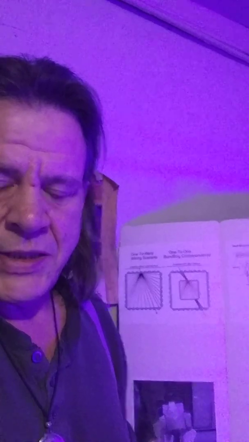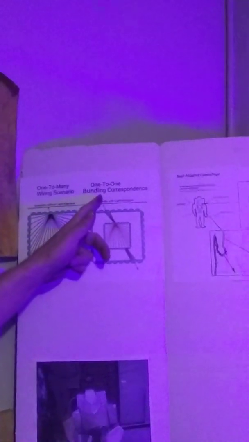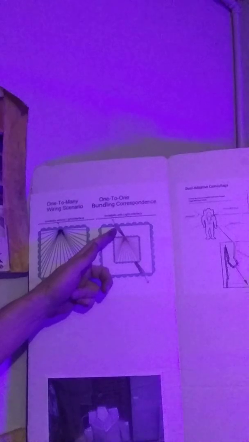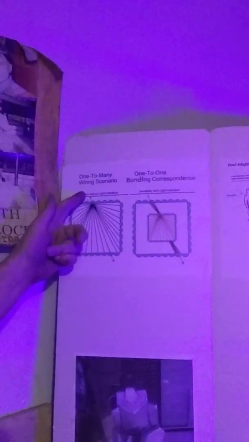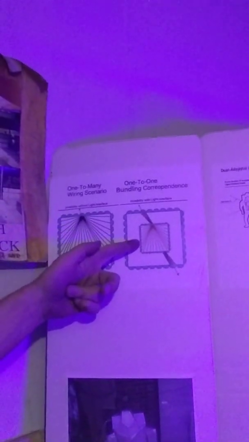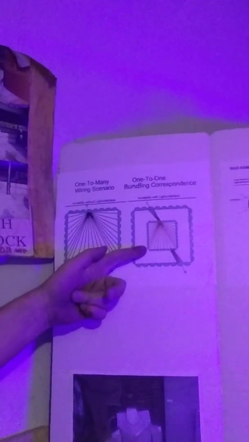Dual adaptive camouflage has its basis in the one-to-one bundling correspondence. First, this is the one-to-many wiring scenario, and it doesn't have an interface. The interface takes the same shape as the object that you want to make invisible or cloaked.